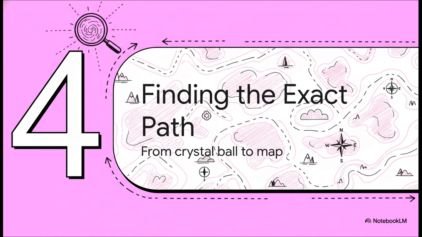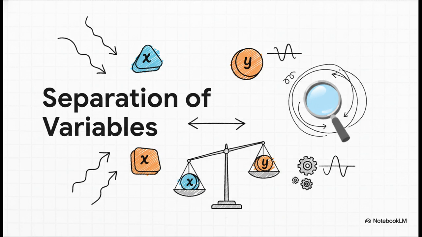But what if we want a detailed map of the entire journey? What if we want to find the exact solution path? For that, the main tool in our toolbox is a technique called separation of variables. And honestly, the name pretty much says it all. The whole goal is to just shuffle the equation around so that all the y stuff is on one side and all the x stuff is on the other.